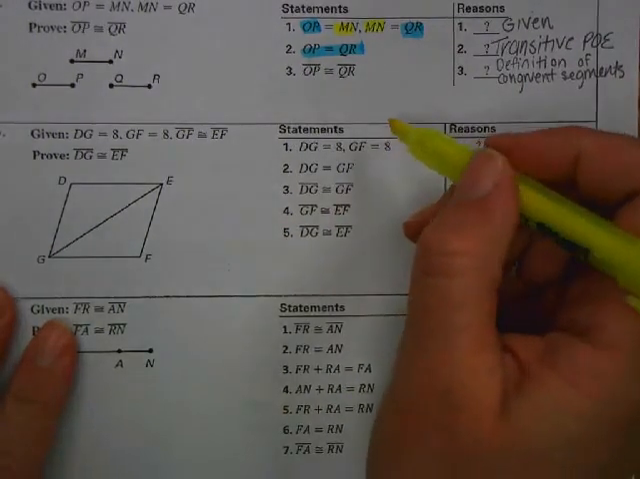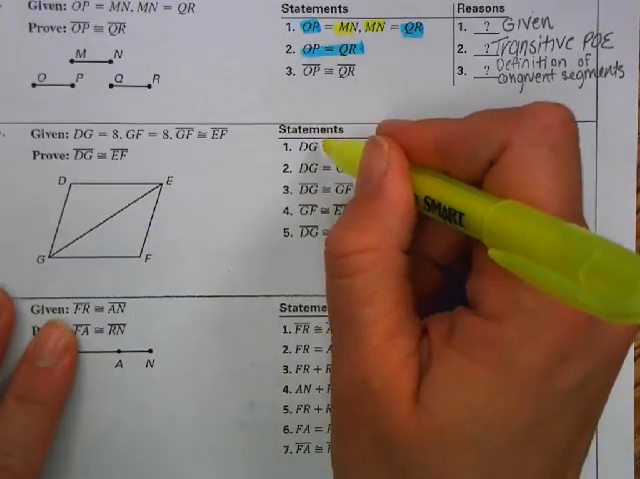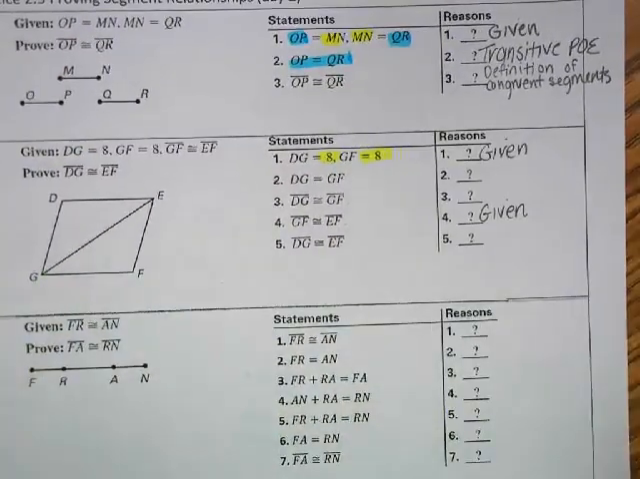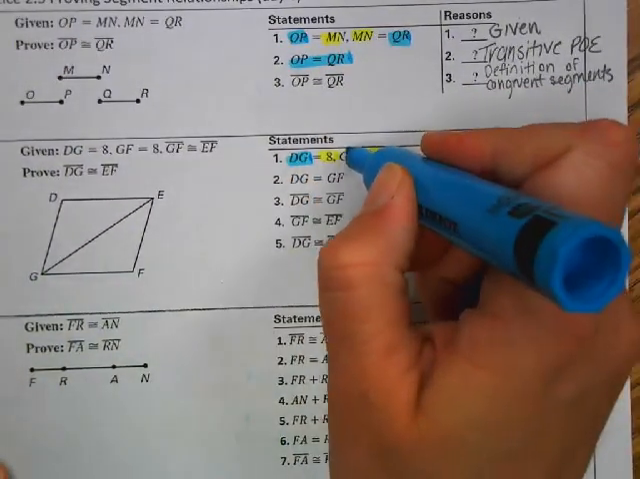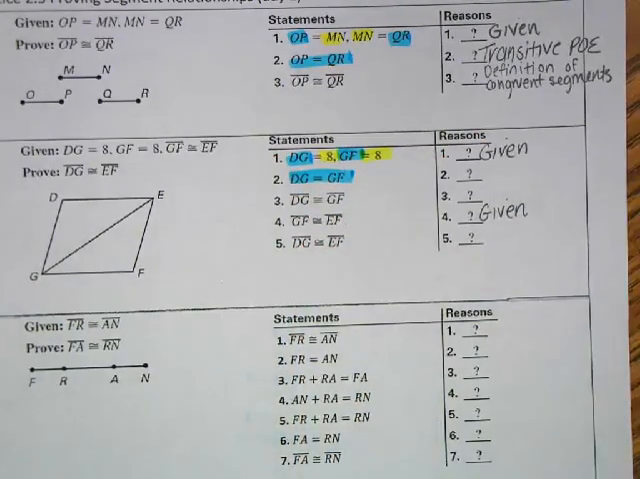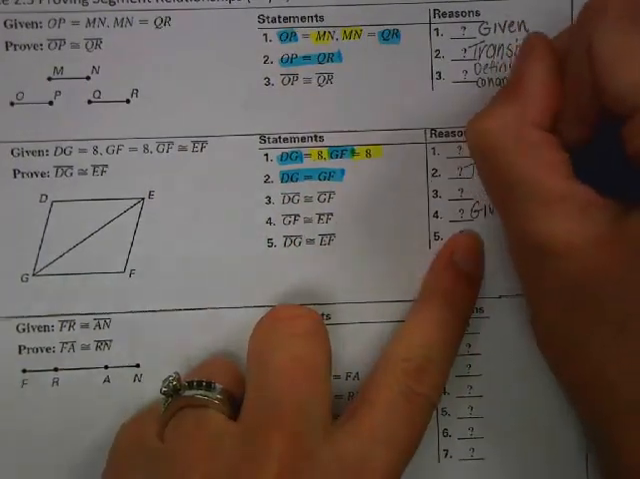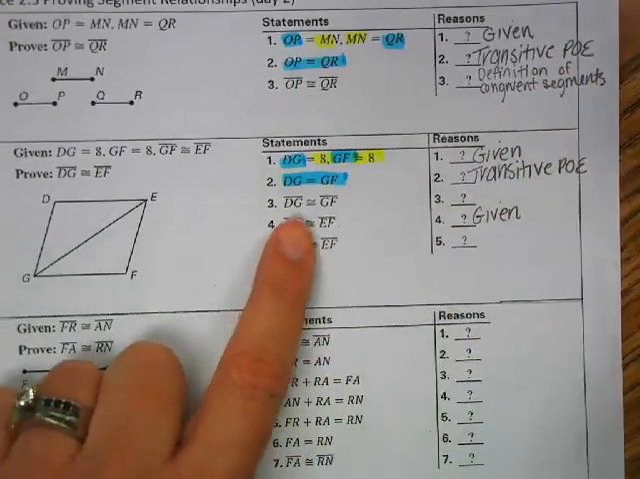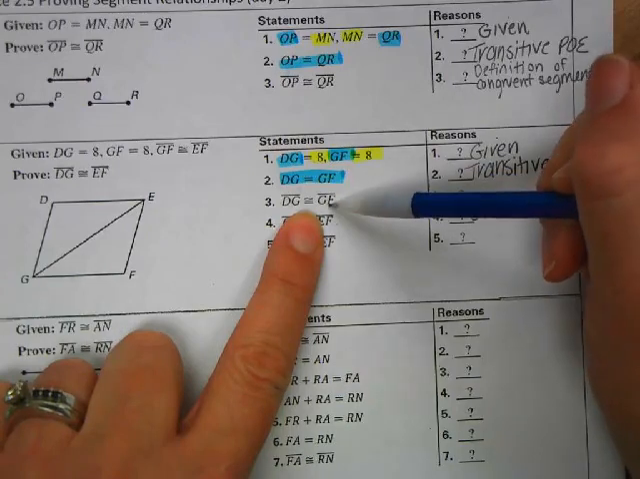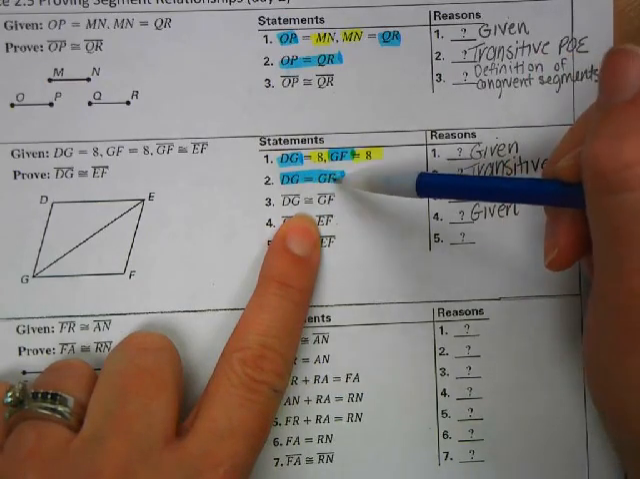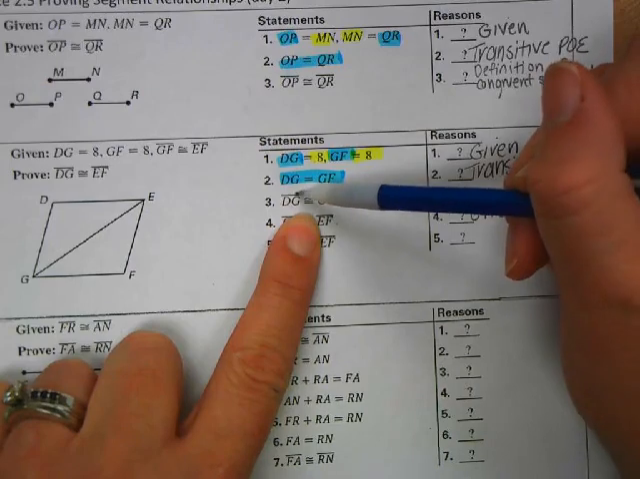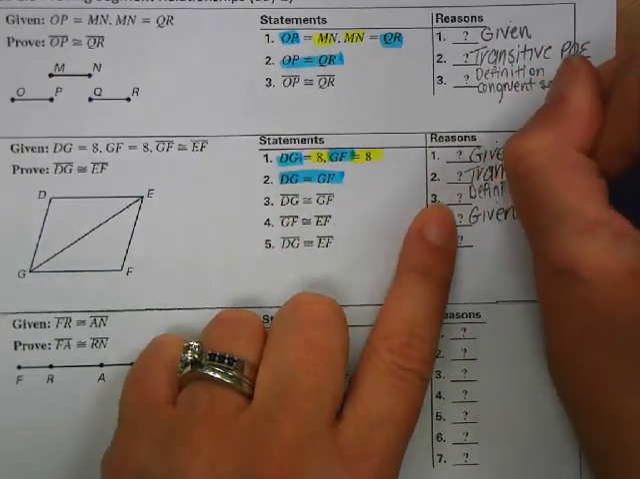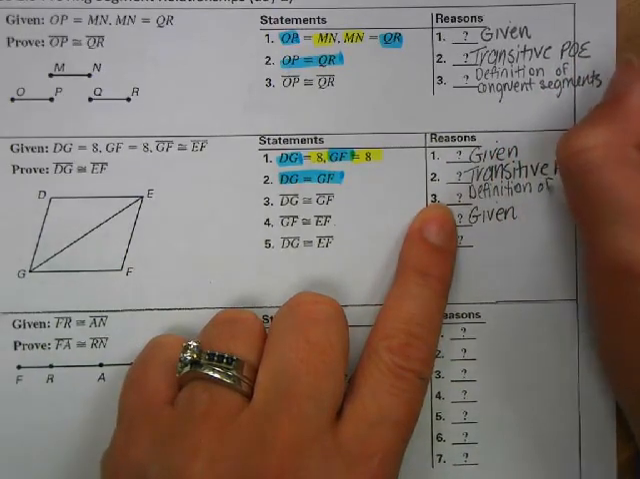So step 2, we took the fact that both DG and GF equal 8. So if both of those segments have a length of 8, then they must equal each other. So that's that transitive property of equality. And then we went from equal to congruent. So instead of saying DG and GF are equal, we said segment DG and segment GF are congruent, and that's by the definition of congruent segments.